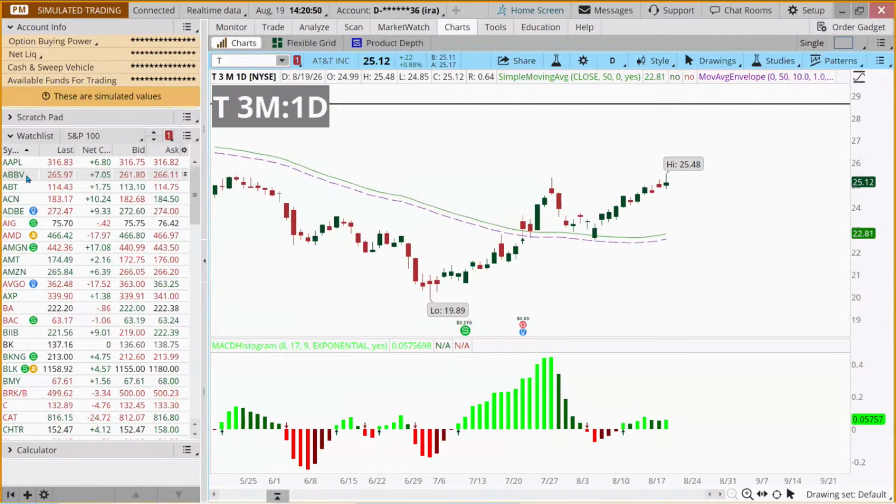AT&T, stock looks like it's above the price. The moving average started rising maybe a day or two ago. MACD's green about 6-7 days. So AT&T technically two green arrows on it.